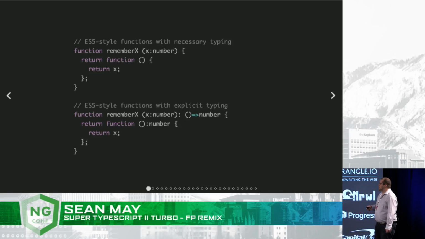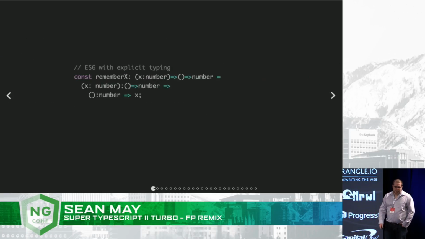The extra typing, the very explicit typing: we have a function remember x, which takes a number, which returns a type function number, which returns a function of type number, which returns number. That might be a little overkill, but if you think that's overkill, the explicit typing for the ES6 version is this. So being explicit is not always a great thing.